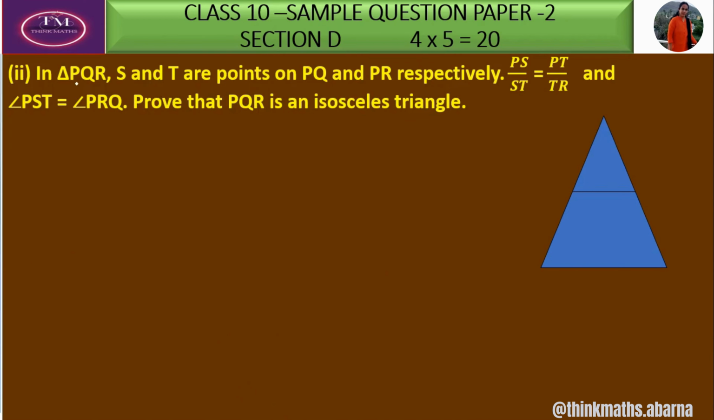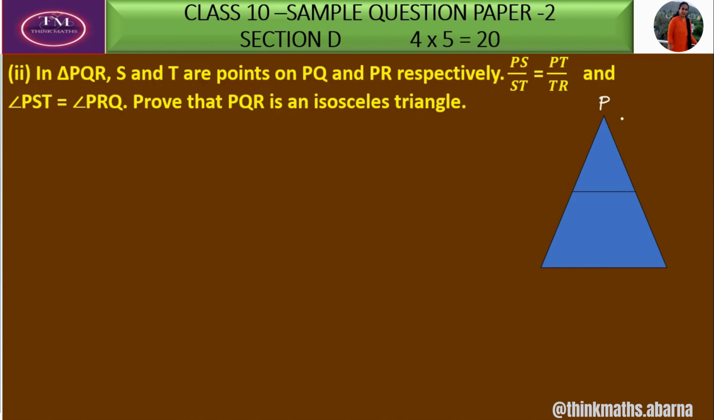In triangle PQR, S and T are points on PQ and PR respectively. PS by SQ is equal to PT by TR and angle PST is equal to angle PRQ. Prove that PQR is an isosceles triangle.